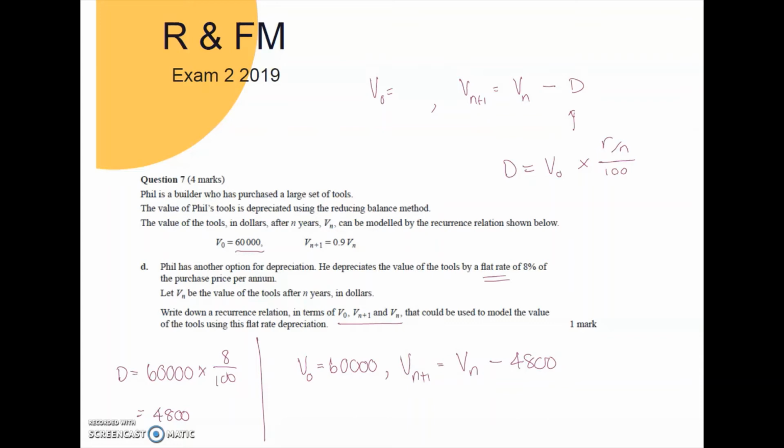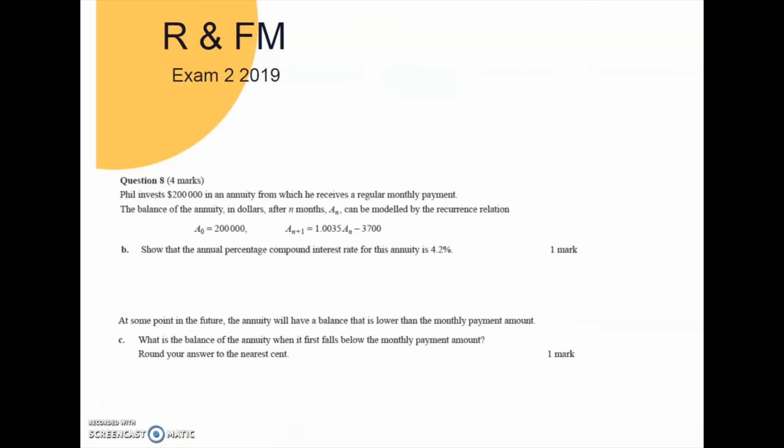You need to be really careful and really clear as to which version of the rule is required. Okay, moving now on to a different question. So in question 8, Phil invests $20,000 in an annuity from which he receives a regular payment. So he's made an investment of $200,000 and he's withdrawing off that. We can see that the recurrence relation here is modelling that situation.